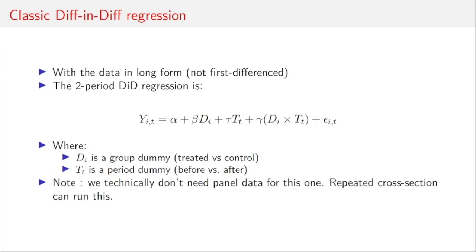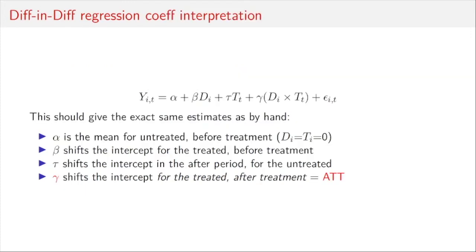Note that when you do things this way, you don't technically need panel data to run this. Most of the time you do, but this is actually a repeated cross-section specification. So how do you interpret those coefficients?